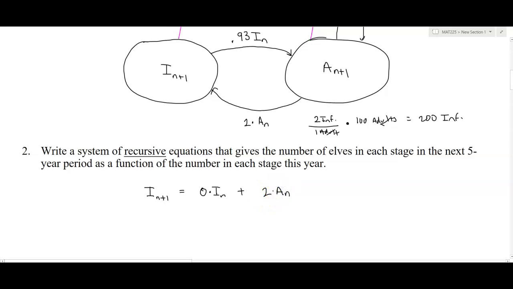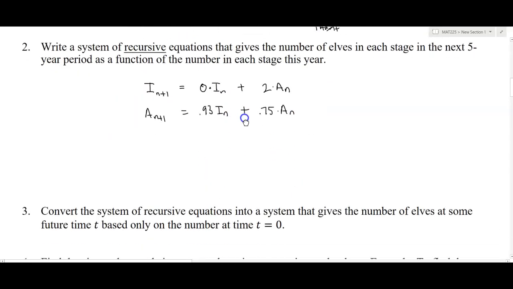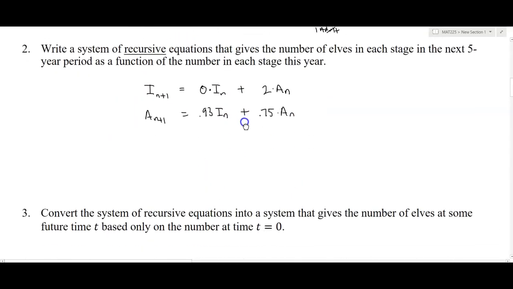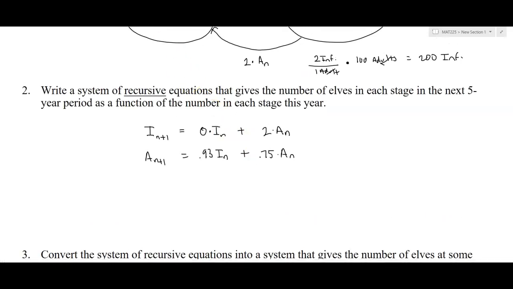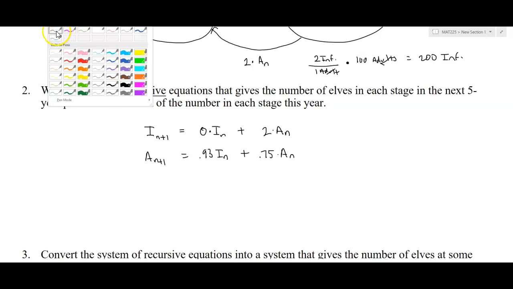adult at time n. And the adults at time n plus 1, well, that's going to be 93% of the infants at time n, plus it's going to be the adults that survive, which is 75% of the adults at time n. And so now we have our system, and we can proceed to create a matrix equation out of this. By this time, we are now familiar with this process.